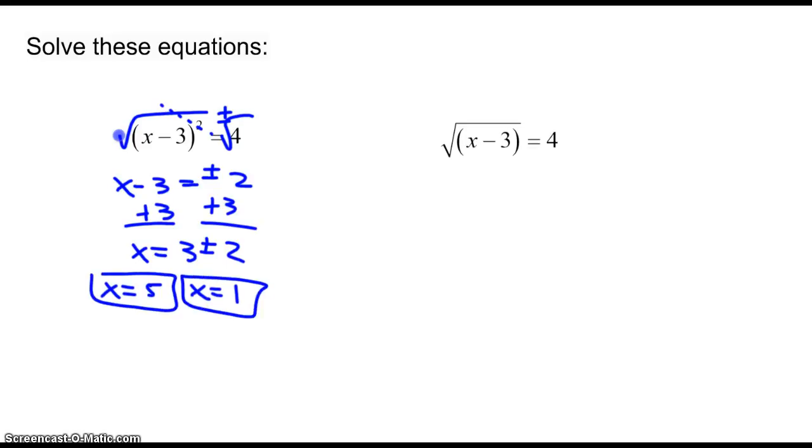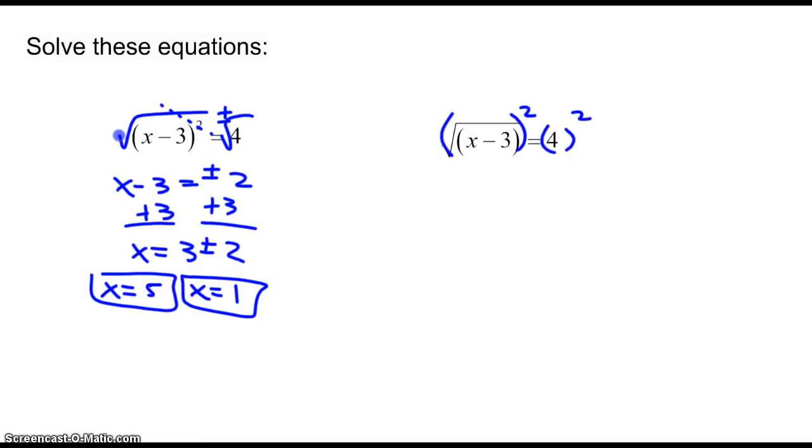Okay, so that solution method, which we learned in the other video, said that we remove the effect of squaring by doing the inverse operation, which is taking a square root. So if we have an equation with a square root in it, like this one, square root of x minus 3 equals 4, we can remove the effect of the square root by squaring both sides. So it's very similar to what we just did. We're just going to square both sides.